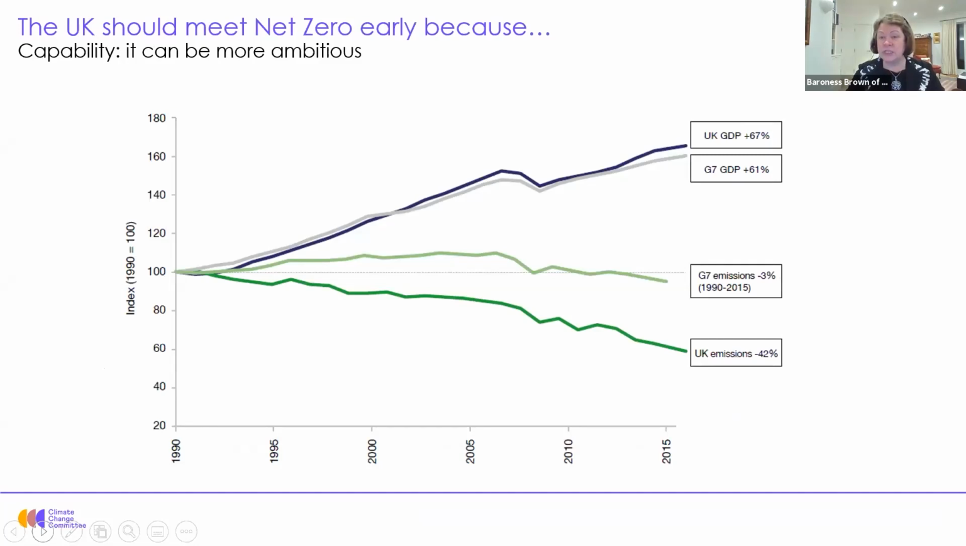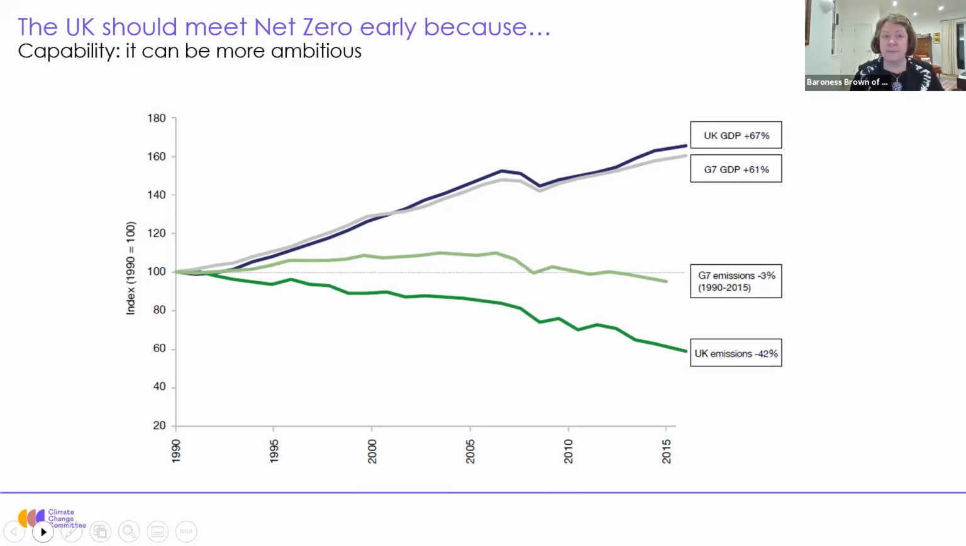If you look at how our GDP has grown in comparison with the G7, the richest countries, of which we're a member, our GDP has grown at about the same rate as the rest of them. Our economy has grown at about the same rate as the rest of them since 1990, whereas we've managed to reduce our emissions by 42% versus 3 or 4% on average for the rest of the G7. So we've shown that we can actually continue to grow our economy whilst reducing our emissions pretty fast in the UK.